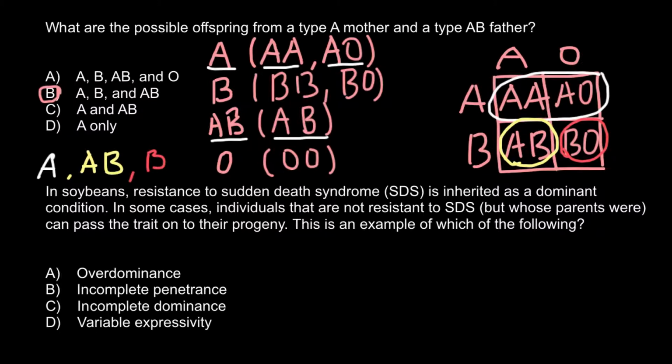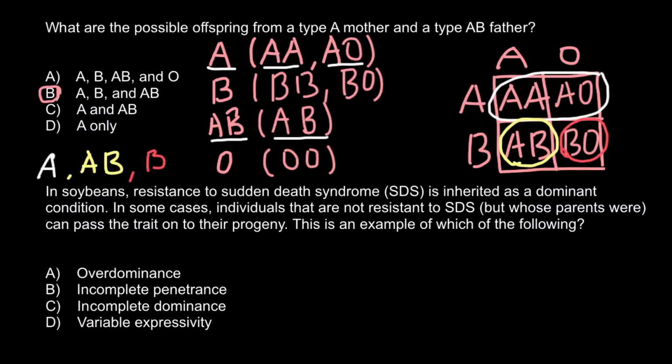And next question: in soybeans, resistance to sudden death syndrome, SDS, is inherited as a dominant condition. In some cases, individuals that are not resistant to SDS, but whose parents were, can pass the trait on to their progeny. This is an example of which of the following? And here are the four answers to choose from.